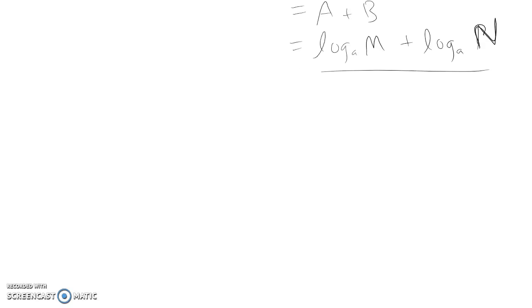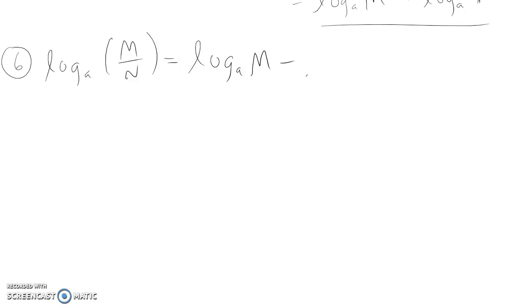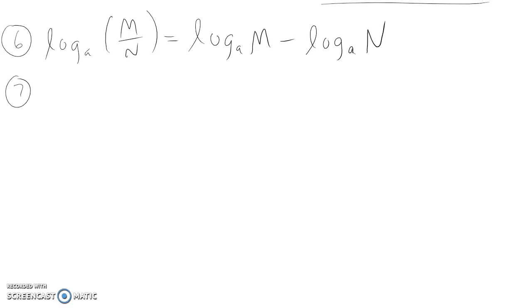Similarly, we have another property that says log base a of m over n equals log base a of m minus log base a of n. I'm not going to do that proof because you can read it in the book, and it's similar to the proof of number 5. And the last one, I am going to show you the proof of this. Log base a of m to the r equals r times log base a of m.